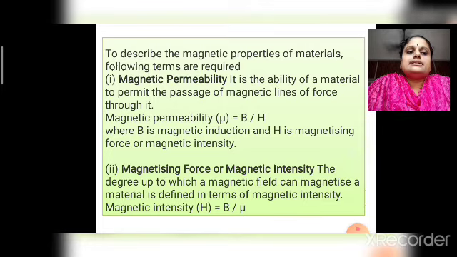Magnetic intensity is the degree up to which a magnetic field can magnetize a material, and it is defined in terms of magnetic induction as magnetic intensity H is equivalent to B divided by mu.